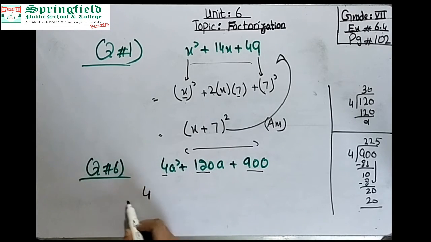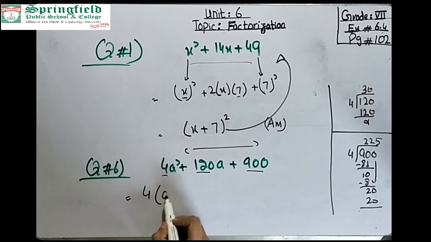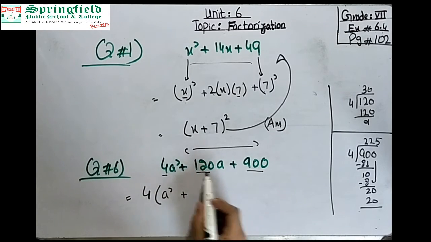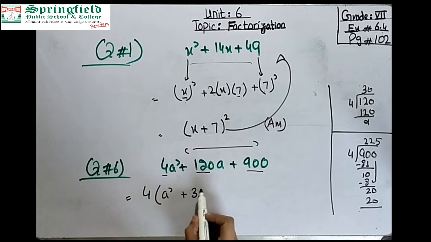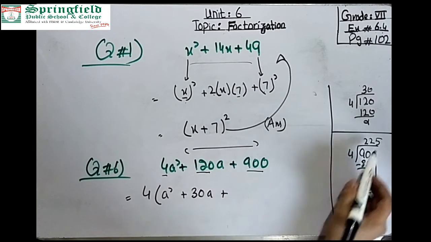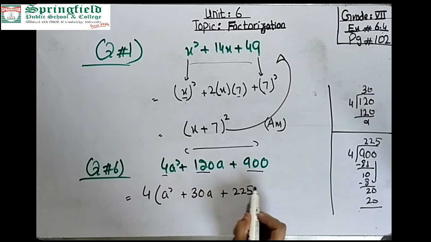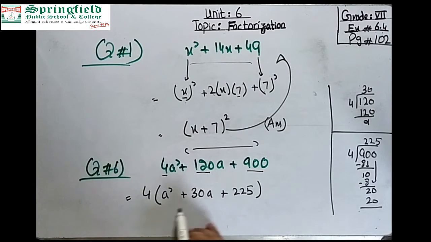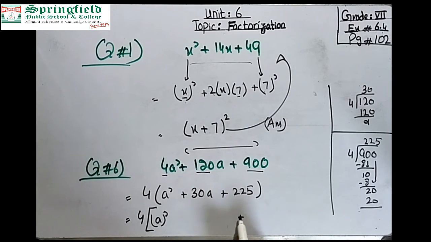So 4 can be taken common. So 4 times a square plus 4 multiply 30, it means 30a, plus 225 are left inside the bracket. Now make the square of these three terms. So a square, and 225 is the square of 15.